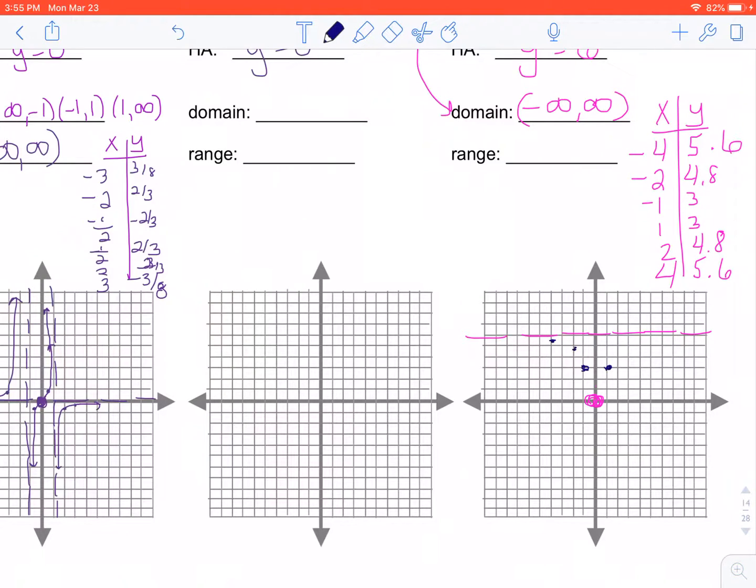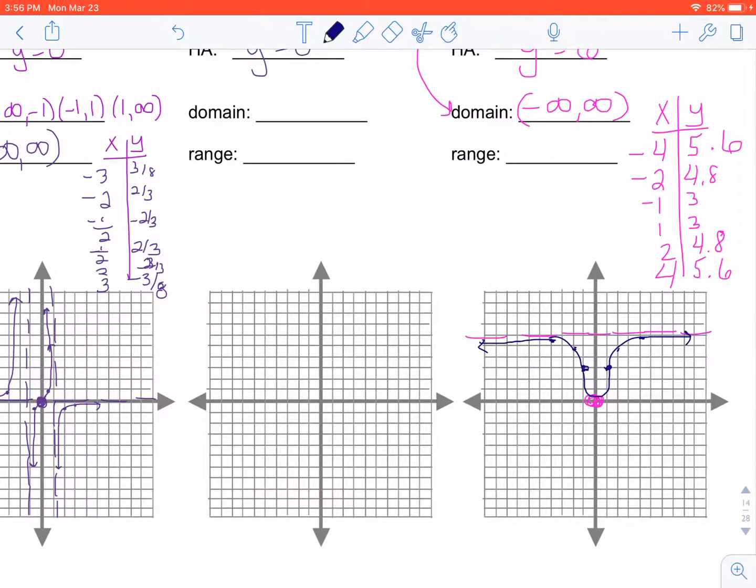And then I have the same points on the other side of the graph. So remember, when you connect these, they skim along the asymptote. It should be curved. These aren't absolute value graphs. And it's going to go down to that bottom part.